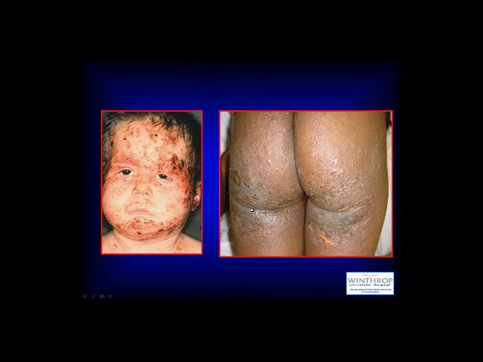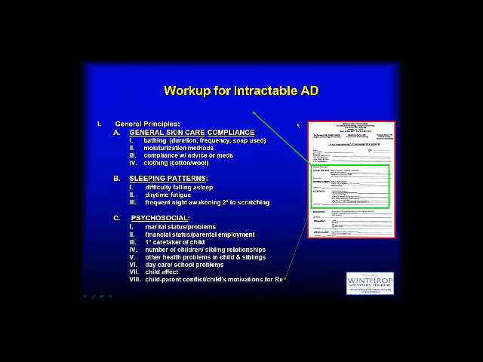So this is the kind of patients we dread to see in our practice. They come in, they have oozing, yellowish, scaly lesions in the face and all over the body, actually. And what do our fellows do? What do we teach our fellows as to the workup of intractable atopic dermatitis?